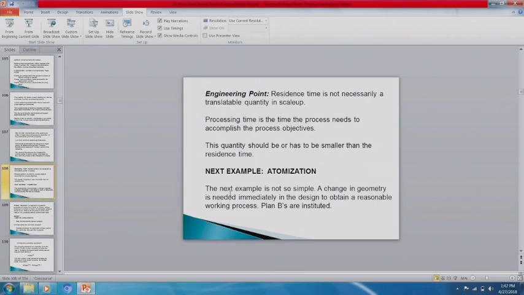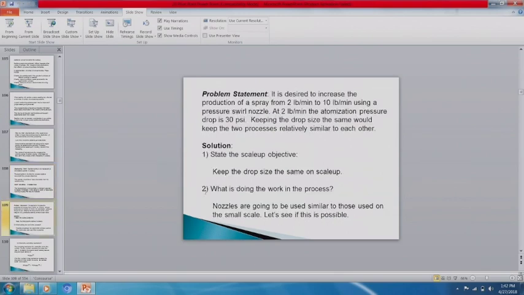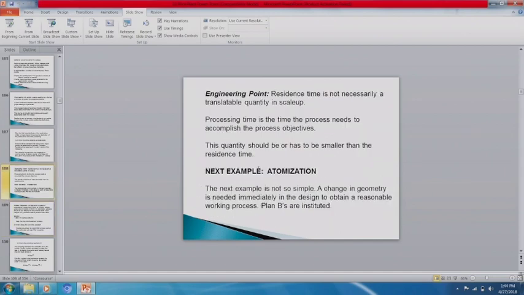Anyway, let's talk about atomization. The next example is not so simple. A change in geometry is needed immediately for the design to have a reasonably working process, and design B, plan Bs, are implemented. The example I'm starting now is atomization, and you do need to change the geometry here.